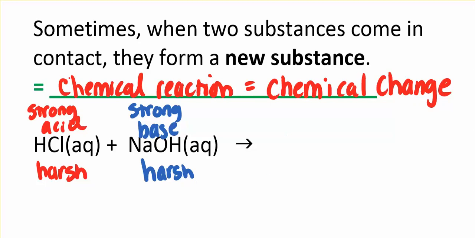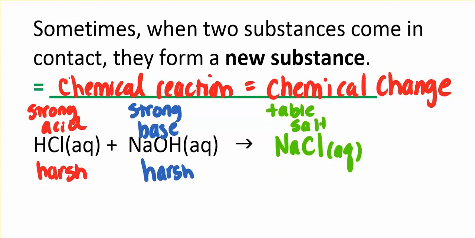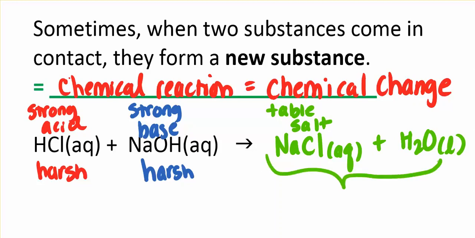Then when you put them together, you get a new substance, sodium chloride. Initially this is dissolved in water. We will do something to evaporate off the water, but initially it's aqueous. Sodium chloride is table salt. And our other product is water. Okay, so notice that the new substances that are formed are harmless.